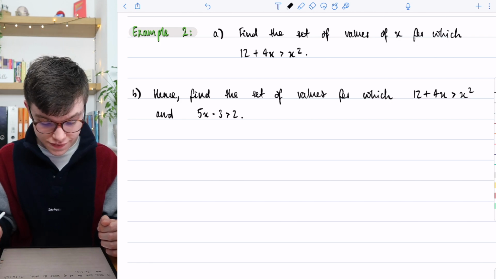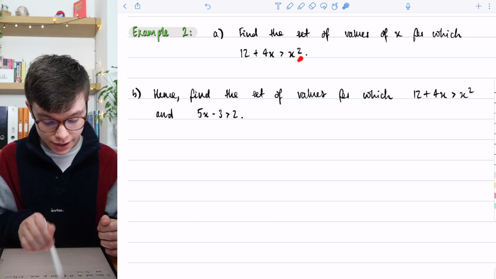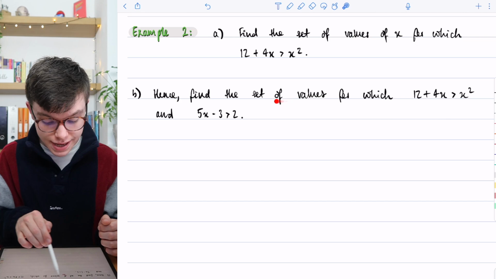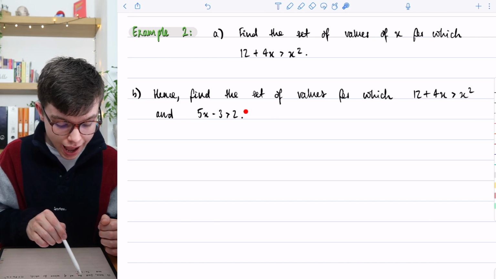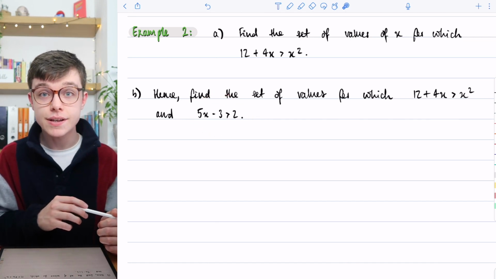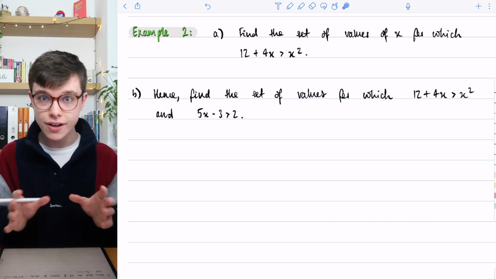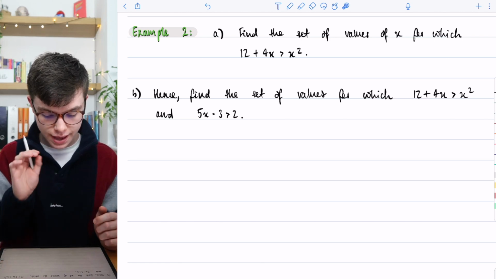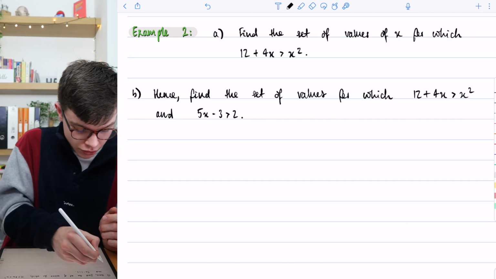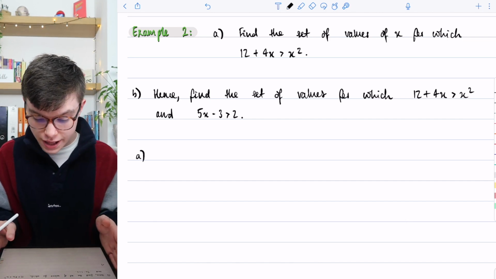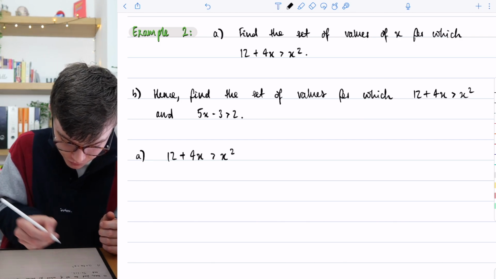Alright, part A says find the set of values of x for which 12 plus 4x is greater than x squared. And then B says hence find the set of values for x for which 12 plus 4x is greater than x squared and 5x minus 3 is greater than 2. We had a look in the last video at how we can merge two linear inequalities together and get an answer that satisfies both. Here, we've got a quadratic and a linear. But first of all, let's have a look at part A.